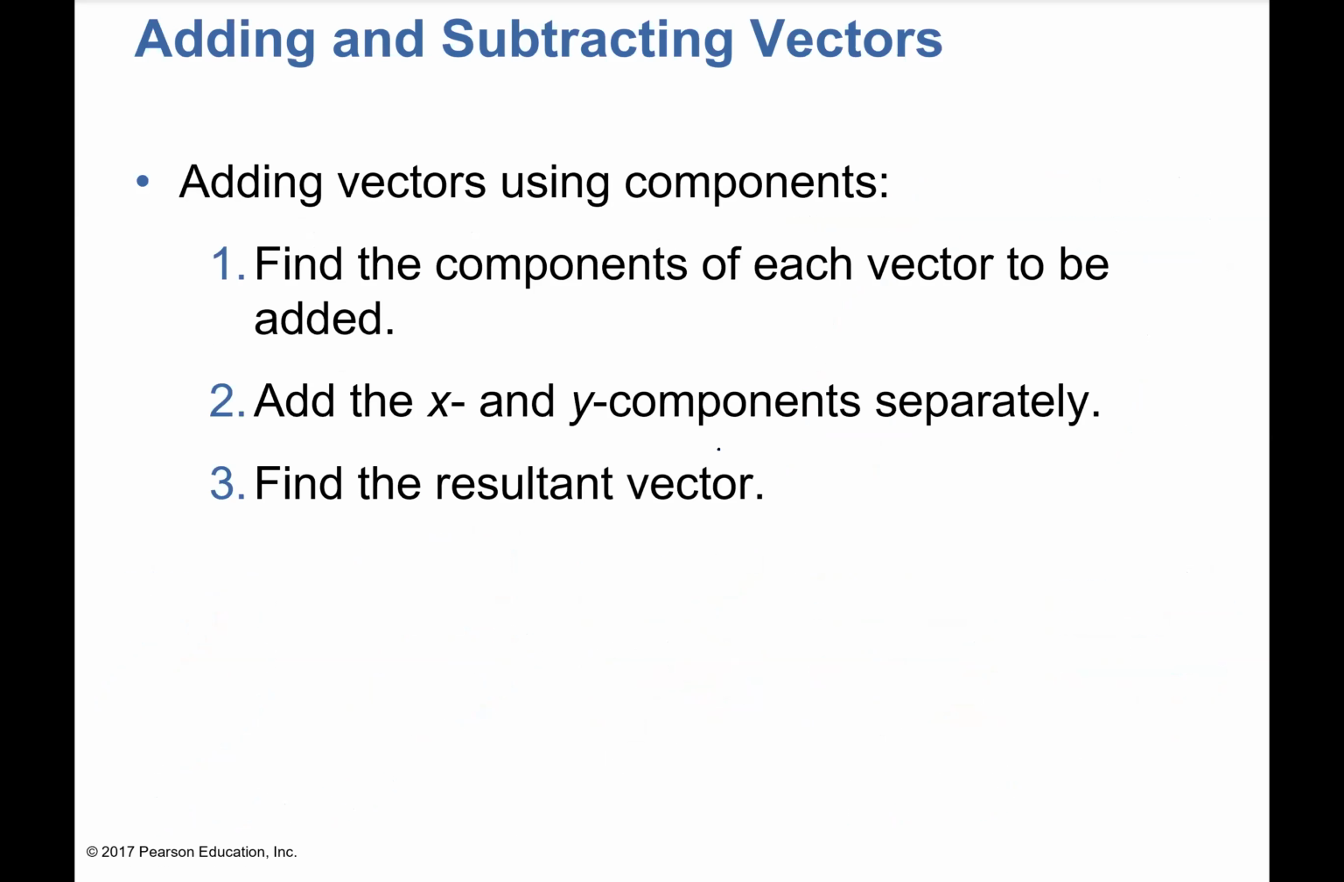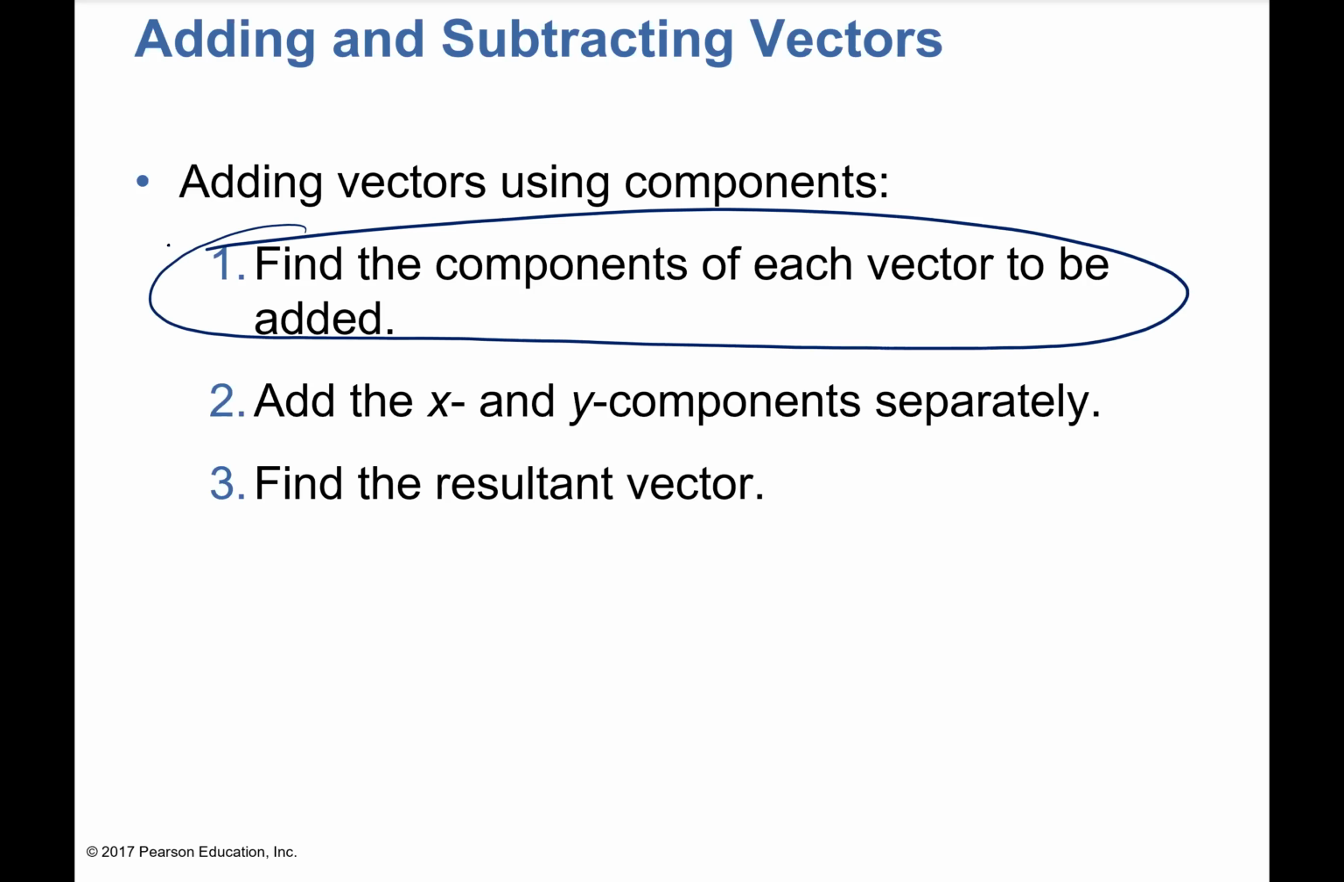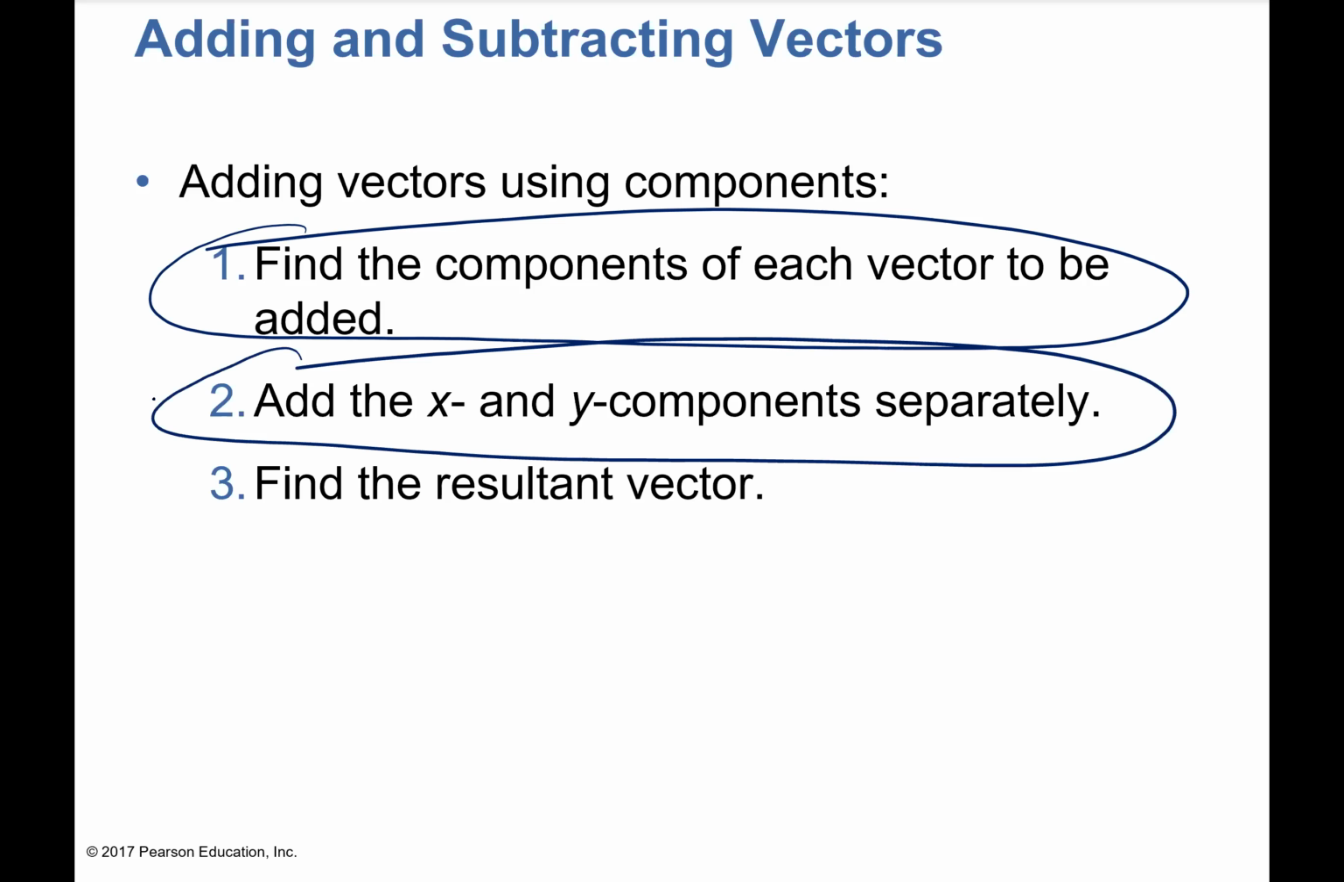All right. So adding vectors using components is a little bit the hardest one. And I'm going to give you an example on that. So this requires several steps. You first need to do a graph where you find the components of each one of them. Okay. And then you're going to add X and Y components separately, make a table and show that X and Y component, and then add them separately and then find the resultant vector.